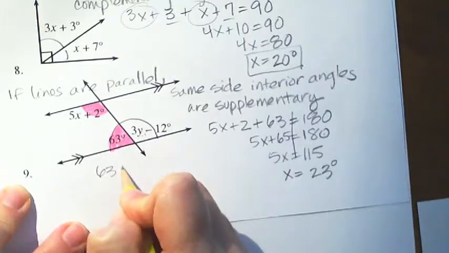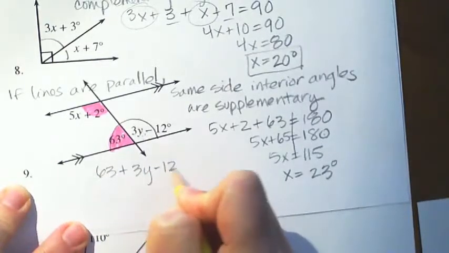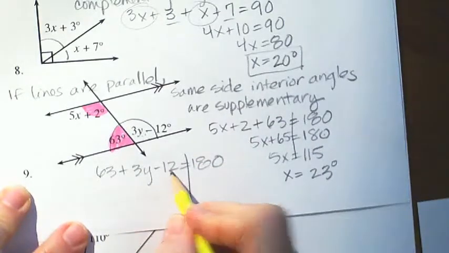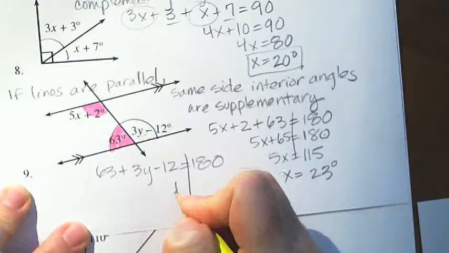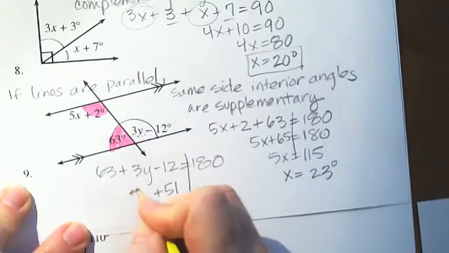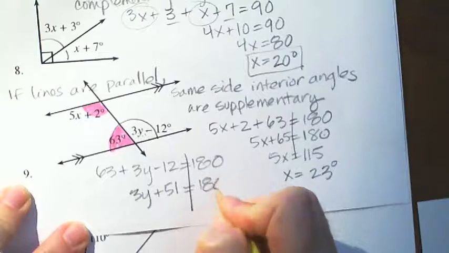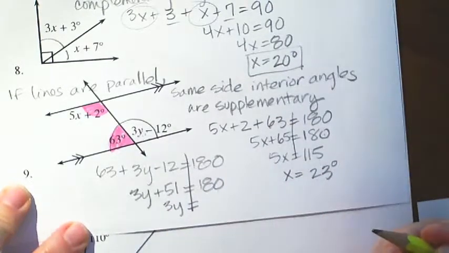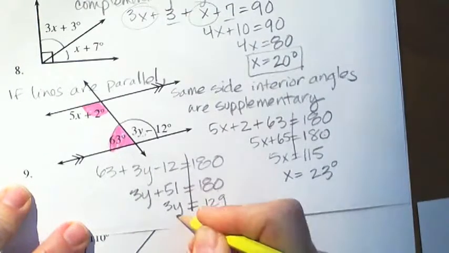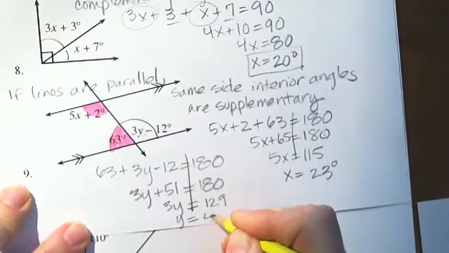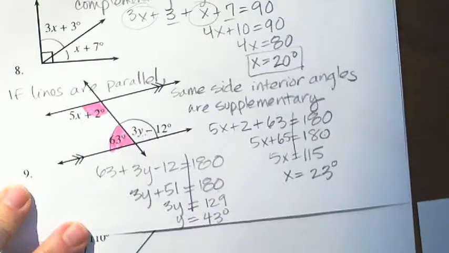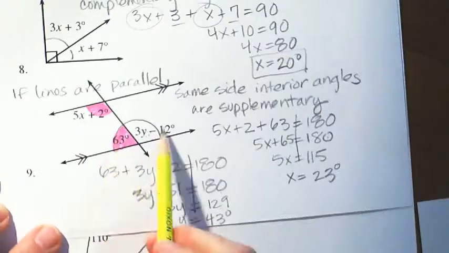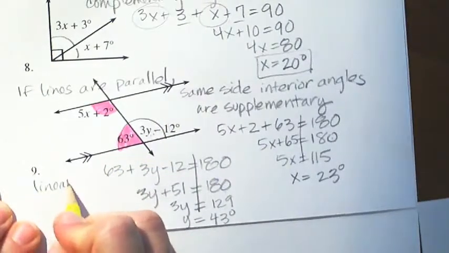So 63 plus 3y minus 12 equals 180. So that's going to give me 63 and negative 12, that's positive 51. Subtract 51 from each side. So 3y is 129. Divide by 3. y is 43. Now, I didn't really write a relationship for that one because I kind of ran out of room. But that's a linear pair. Let's just put linear pair supplementary.